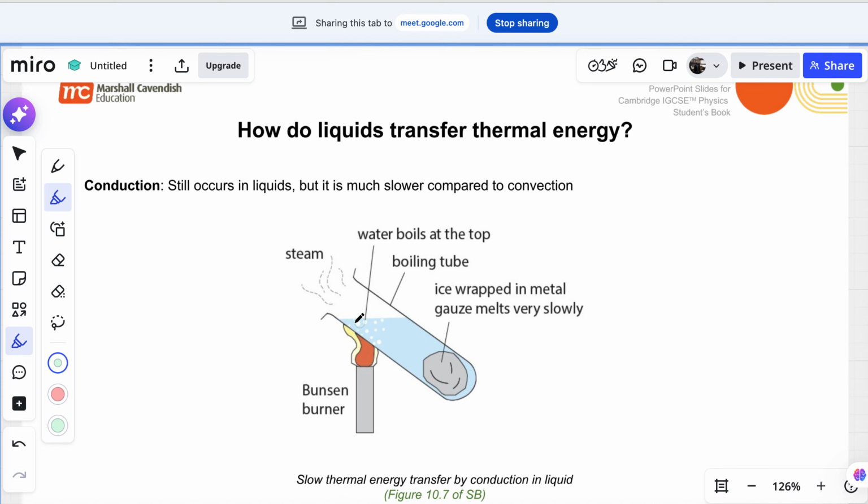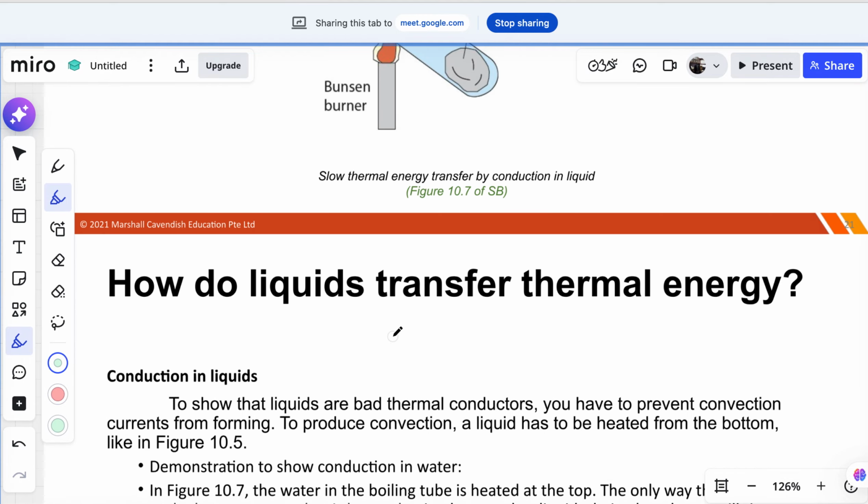So we heat from the top, so that the warm liquid pushes down through conduction. How do liquids transfer thermal energy? We say conduction in liquid. I think we've already explained this one. Conduction in liquid is not very good. Okay, here you pause this video and answer these questions.